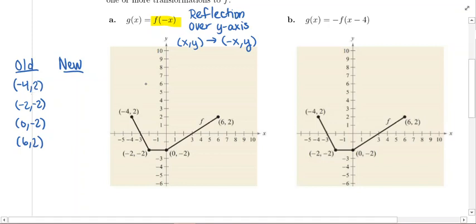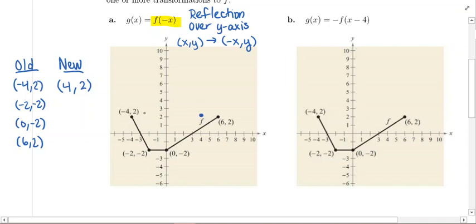Okay, so basically what's going to happen, like I said, this is the same thing as y-axis symmetry. To get where this point goes, if you do a reflection over the y-axis, you are going to change the sign of the x-coordinate. So it will become +4. You're going to keep the y value the same. So this point right here is going to get sent to (4, 2). Okay, so that's going to be right here.